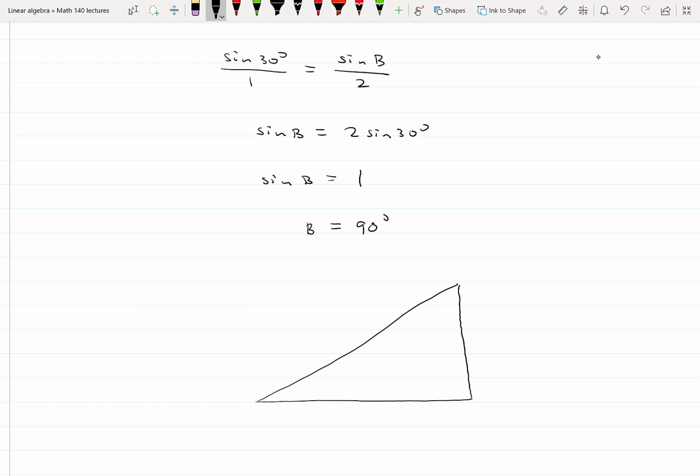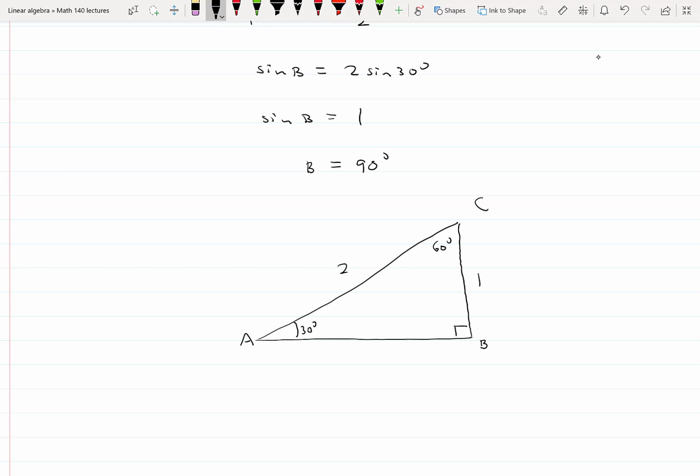Our triangle is actually a right triangle. We found that B is a right angle. A was given to be 30. C has to be 60, because we have a 30, 60, 90 triangle. We were given that small b was 2 and small a was 1, and we would use the Pythagorean theorem in this case to find radical 3 for the remaining side. We have a 30, 60, 90 triangle.